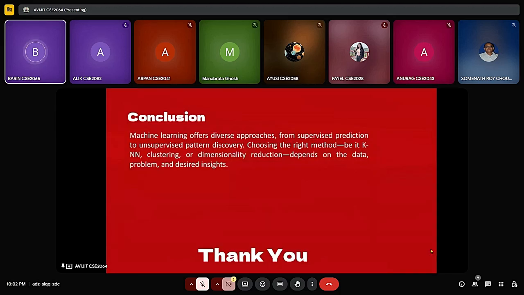In conclusion, machine learning offers a wide variety of approaches, from prediction to pattern discovery. Choosing the right method, whether it's KNN, clustering, or dimensionality reduction, depends entirely on your dataset, the nature of your problem, and the kind of insights you are aiming for.